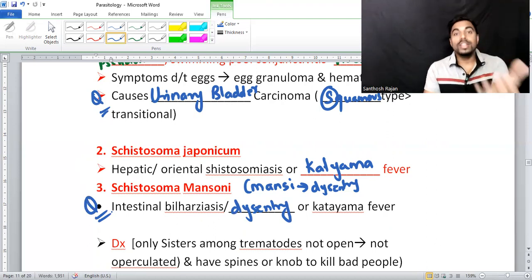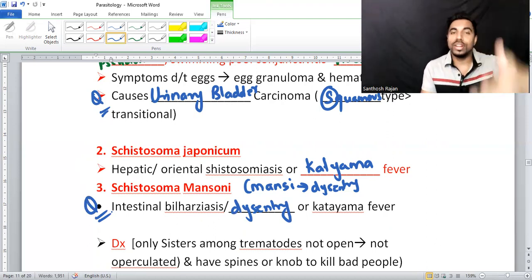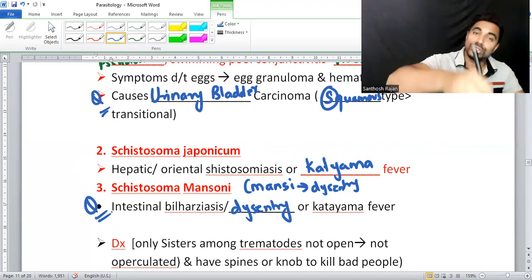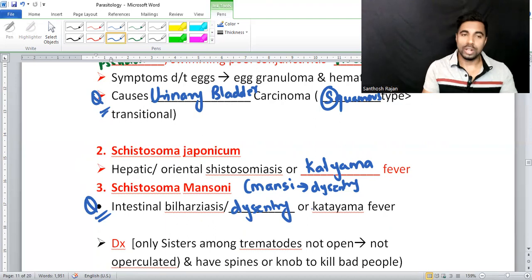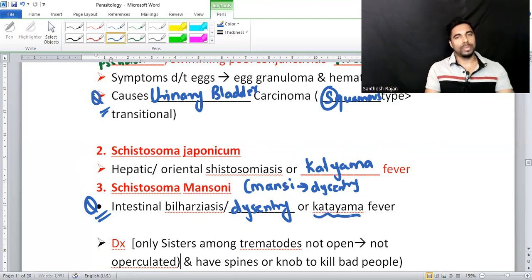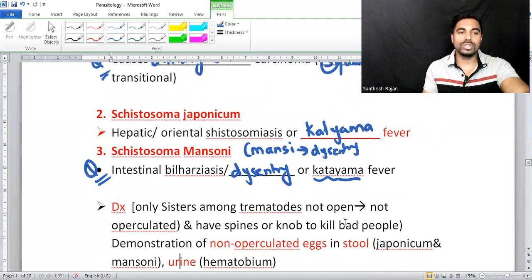Okay. Ideally, if you talk about dysentery, it's amoebic dysentery, Entamoeba histolytica from protozoa. But there's also one Schistosoma which causes it, Schistosoma mansoni. Okay, this can be asked. Also, it can cause Katayama fever. Not necessarily always japonicum, even mansoni also causes it. Okay. Now, diagnosis, how to do it?